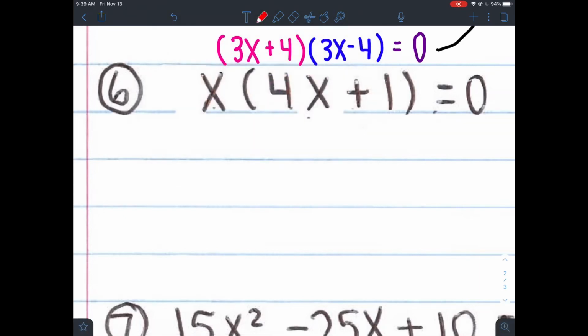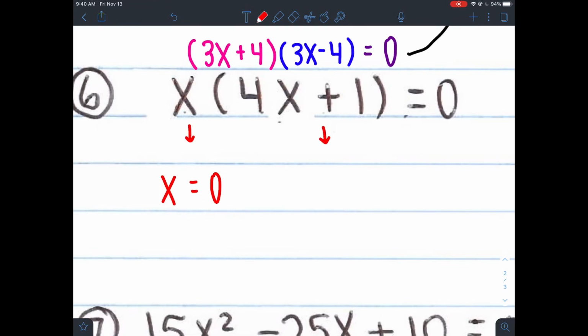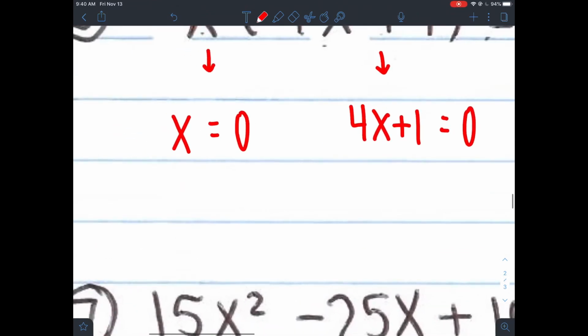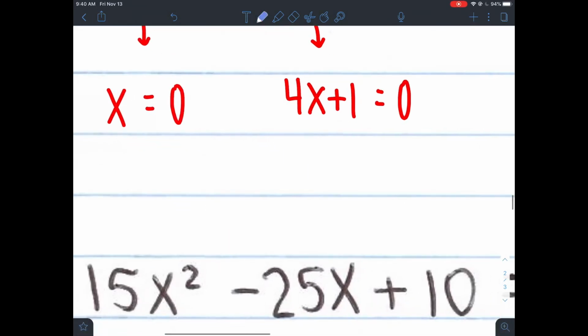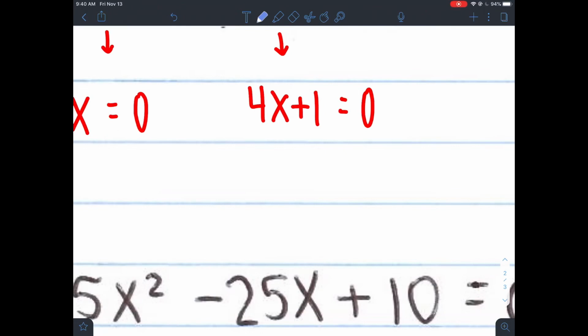One of our factors here is actually just x, so we have x equals 0. Even though x is just the greatest common factor, it's still a factor, so you're going to set that equal to 0. Then your other factor is 4x plus 1. You're going to set that also equal to 0. Now, x equals 0 is already by itself, so I don't need to keep going. But in the other one, x is not by itself yet.